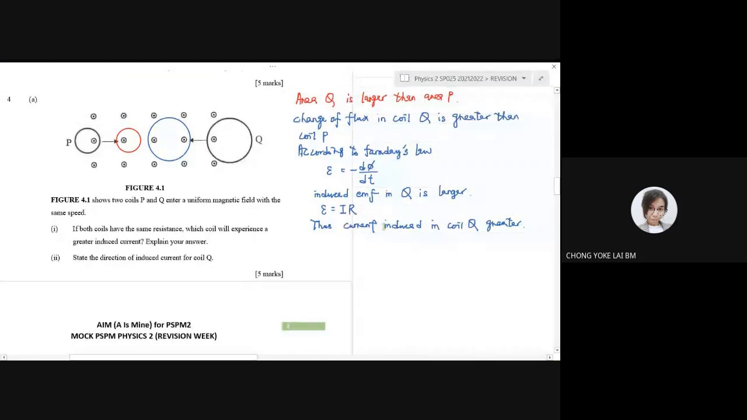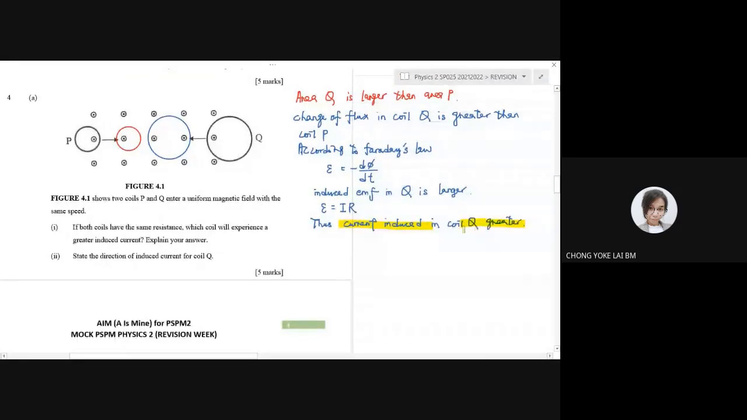So this one will be our answer. So the current induced in coil Q is greater. Dan our explanation adalah yang ni lah. Di mana yang membezakan dua coil tu adalah area. So dari area, the flux enclosed by both coil will be different, whereby Q is greater. So EMF induced lebih besar, current induced dalam coil Q pun lebih besar.